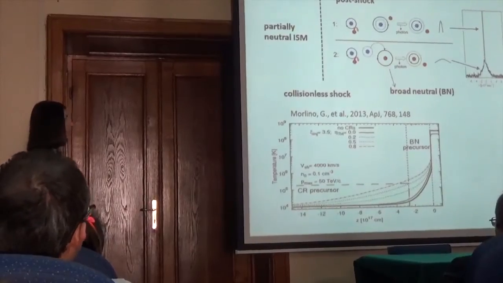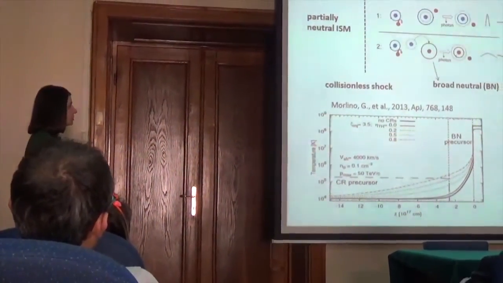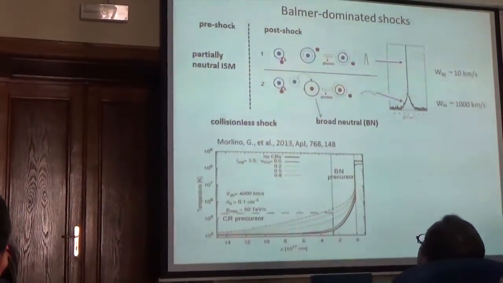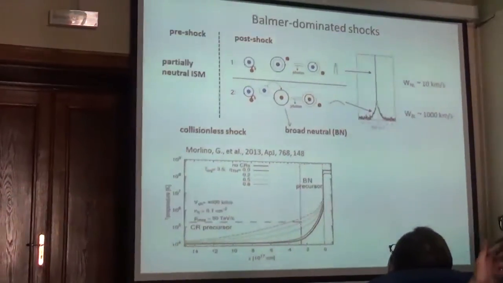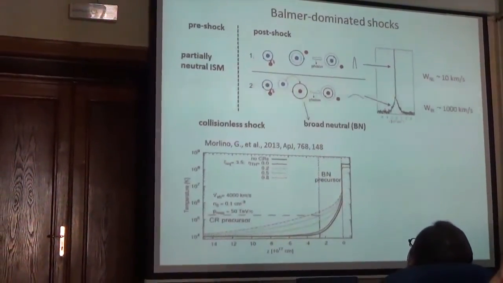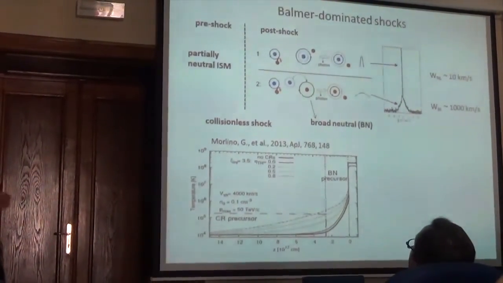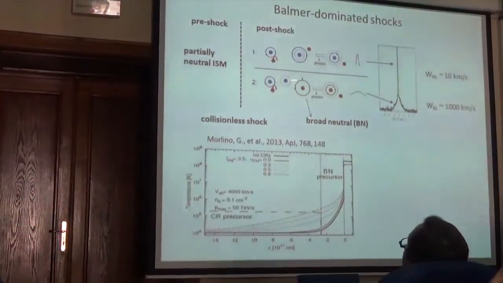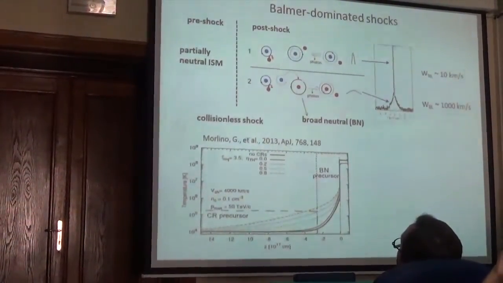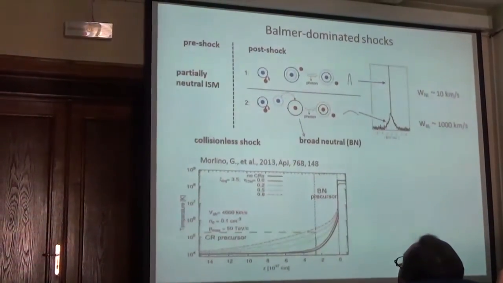But there is another kind of precursor that I want to introduce here. Once these broad neutrals are formed in the post-shock, they have enough velocity, with a net velocity towards the upstream, that they can cross the shock. They are neutral, so they don't see the shock, and can deposit energy in the pre-shock region, thus heating the neutrals there and affecting the line that we see.